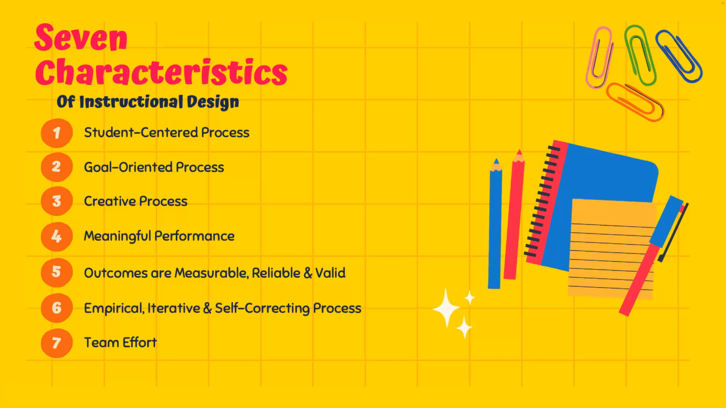According to Branch 2018, there are 7 characteristics in almost all instructional design efforts, and those characteristics are listed here. Number 1, instructional design is a student-centered process. Number 2, instructional design is a goal-oriented process. Number 3, it is a creative process. Number 4, it focuses on meaningful performance. Number 5, it assumes outcomes are measurable, reliable, and valid.